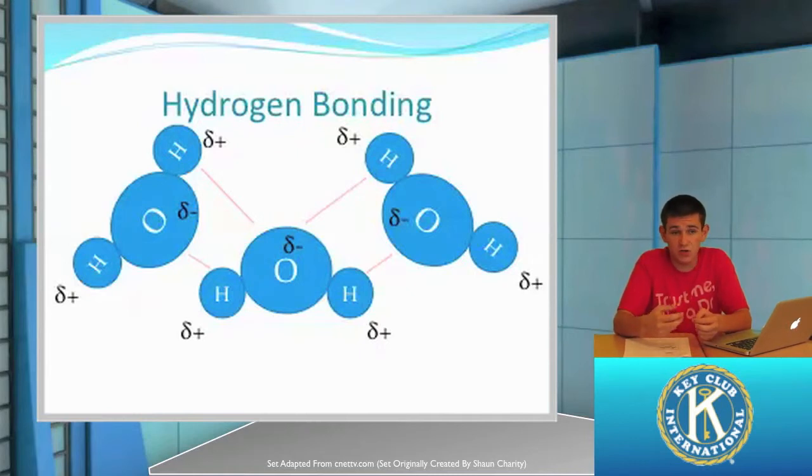Other examples where you can see hydrogen bonding is in ammonia, which is NH3, because we have the nitrogen bonded to the hydrogen. Hydrogen bonds are generally the strongest of the intermolecular forces.